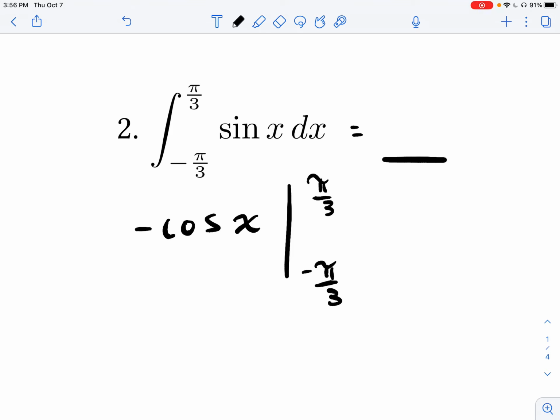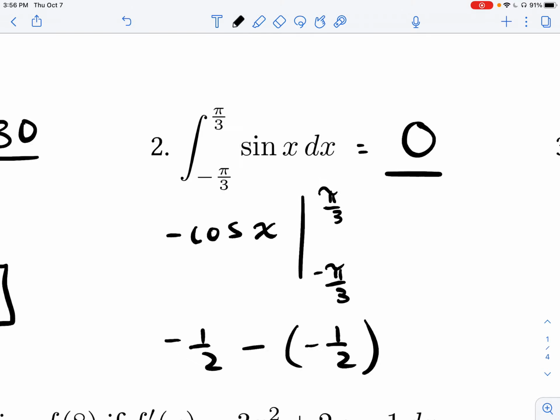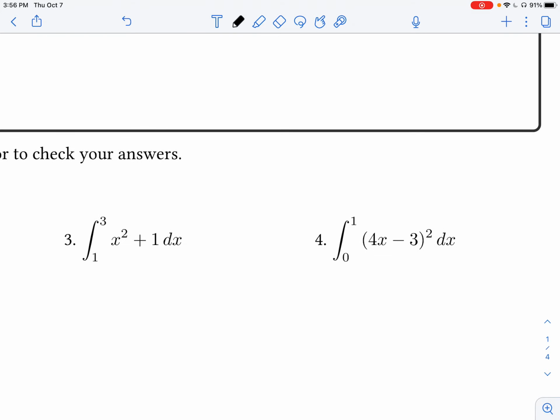This is going to then give me negative cosine of pi over 3, which is going to be negative 1/2. And then from there, we're going to subtract cosine of negative pi over 3, which is also 1/2. So we're going to subtract minus negative 1/2, since we had a negative in front of the cosine, and that's going to be equal to 0. Okay, so try the next two problems on your own, and hopefully you get the idea. We're kind of doing the same thing over and over again.